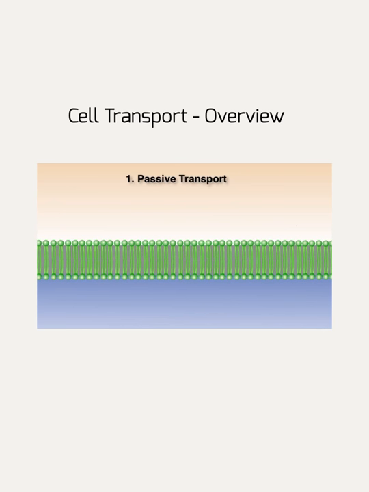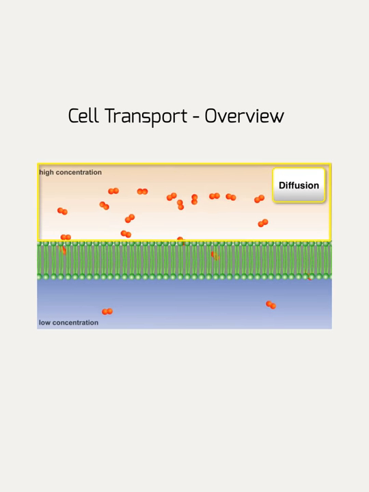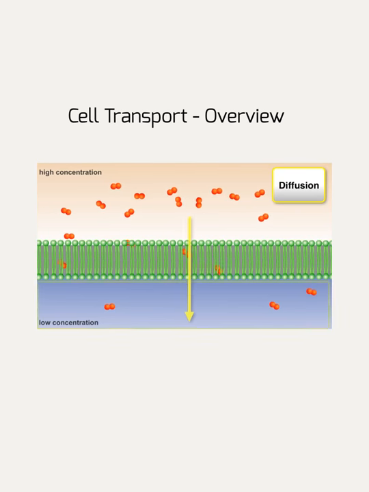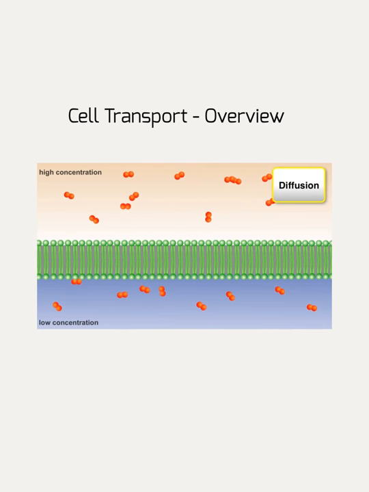Passive transport is the movement of substances into or out of a cell without the expenditure of energy by the cell. One form of passive transport is diffusion. During diffusion, molecules move across a membrane from an area of high concentration to an area of low concentration. The molecules are therefore said to be moving down a concentration gradient. This continues until equilibrium is reached and the molecules are distributed equally.